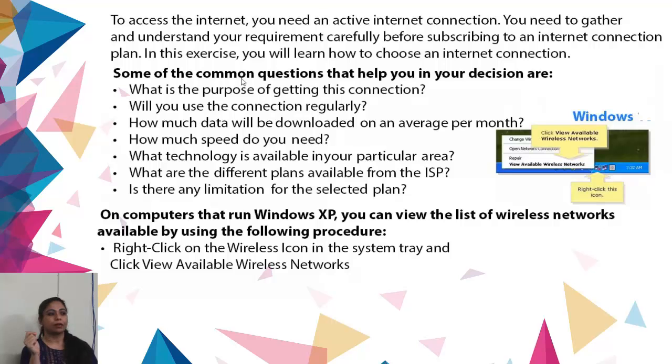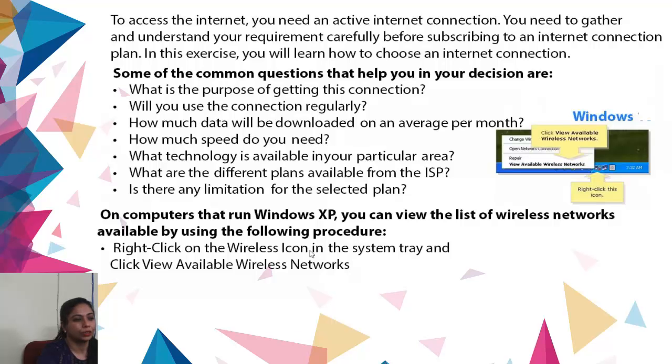Okay, now comes a computer that runs Windows XP. You can view the list of wireless networks available by using the following procedure. See, how do you see the wireless connectivity that is being used on your computer? On your Windows XP, you can view the list of wireless networks available by using the following procedure. This diagram shows you Windows XP.